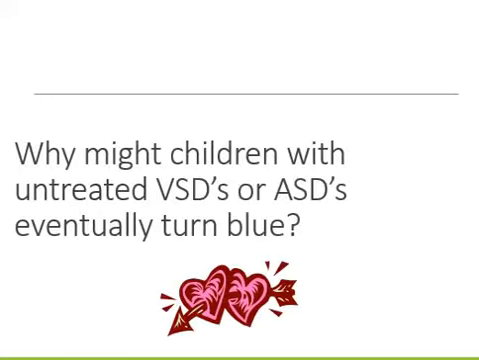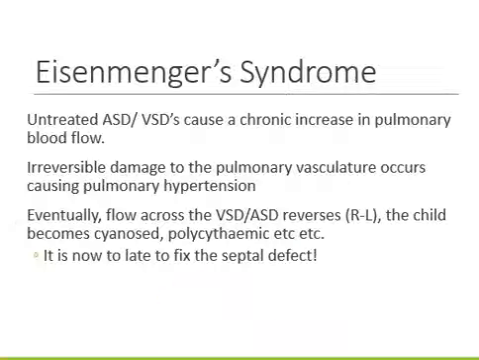why might children with untreated VSDs or ASDs eventually turn blue? So I want to take you through a condition known as Eisenmenger syndrome. So when you have atrial septal defects or ventricular septal defects, which are untreated, it can cause a chronic increase in pulmonary blood flow, and that will cause irreversible damage of the pulmonary vasculature, which will cause pulmonary hypertension.